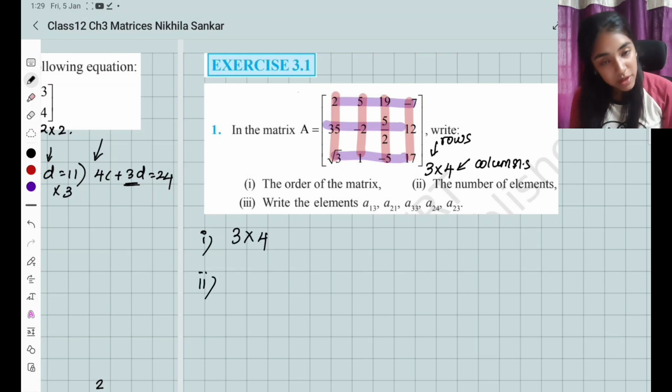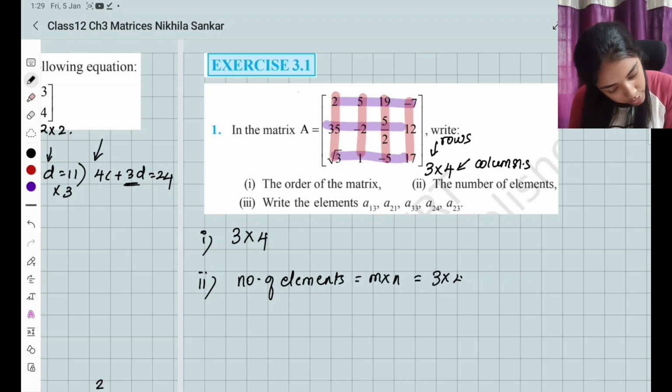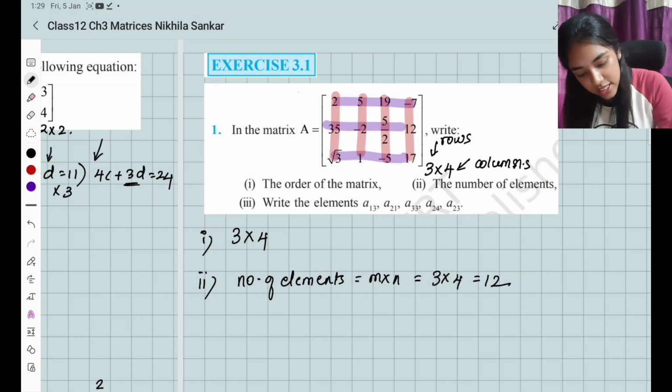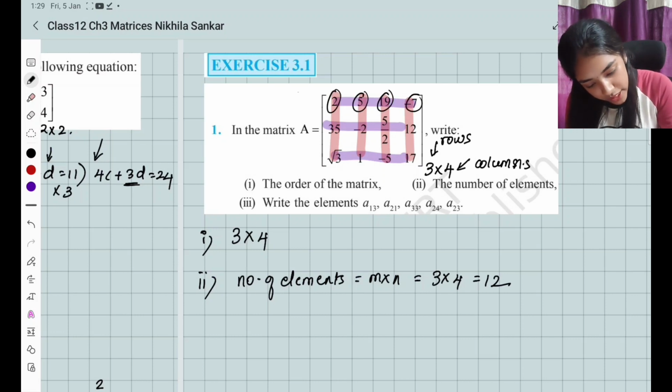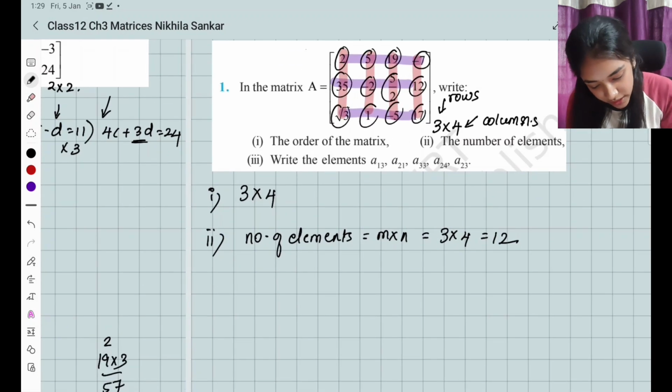Second subsection, the number of elements is going to be, நம்ம உட்காந்து கவுண்ட் பண்ண வேண்டாம், கவுண்ட் பண்ணாலும் அதே தான் வரப்போகுது. But the number of elements is going to be m times n, which is going to be 3 into 4, which is going to be 12. எலிமெண்ட்ஸ் இருக்கான்னு செக் பண்ணலாமா? 1, 2, 3, 4, 5, 6, 7, 8, 9, 10, 11, 12 எலிமெண்ட்ஸ் இருக்கா? வெரி குட். ஓகே, நவ் தேர்ட் சப்செக்ஷன், you need to write the elements.